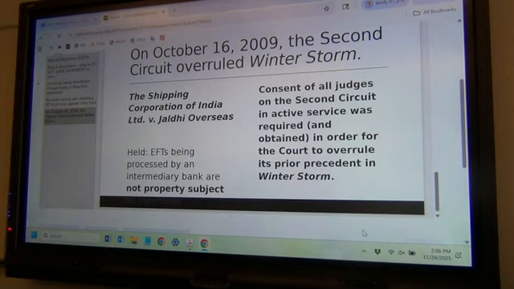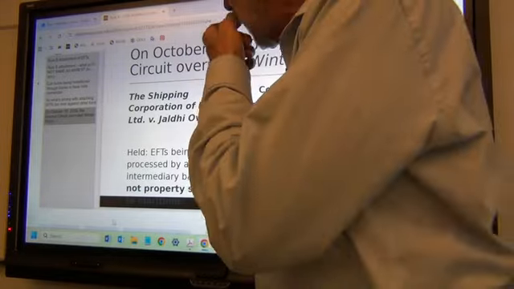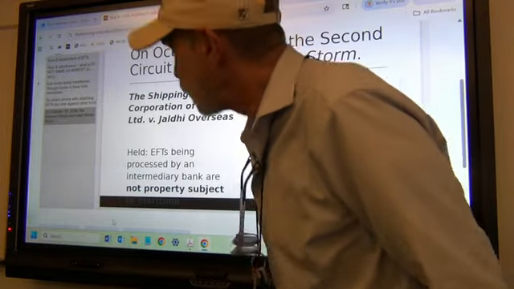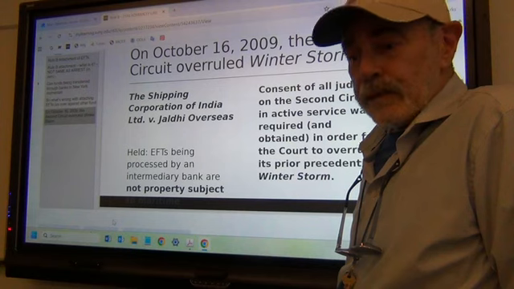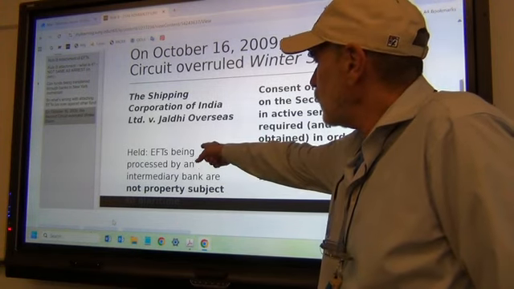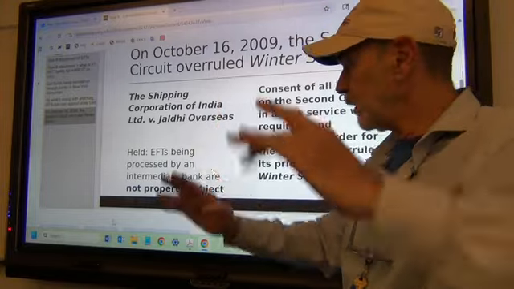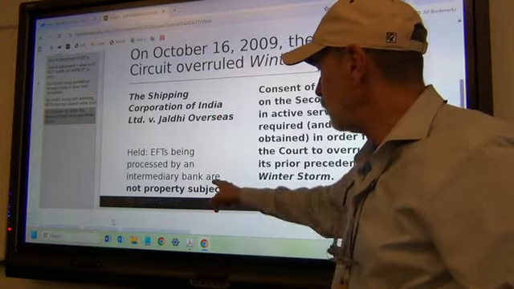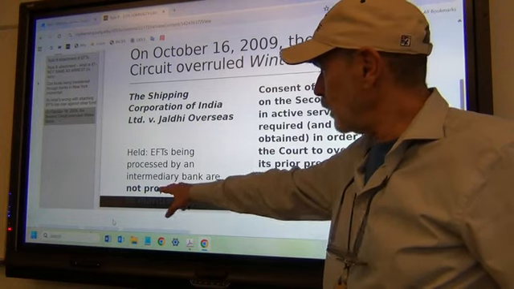Well, I guess bottom line is that the PowerPoint as viewed through Brightspace is not the same as PowerPoint as viewed through the PowerPoint application. So I could redo this whole thing, but I'll just tell you, it just says EFTs being processed by an intermediary bank. Those are the banks at the top of the chain where the money has to pass through. They're not property subject to maritime Rule B attachment, and it gets blacked out on the bottom.